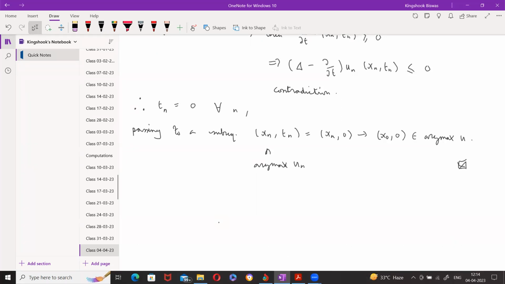Yes. Yes, sir. Okay. So now, once we have this parabolic maximum principle, we can use this to control various quantities associated with the heat flow. Okay. So suppose U is a C2,1 solution on M cross [0, T). Okay.